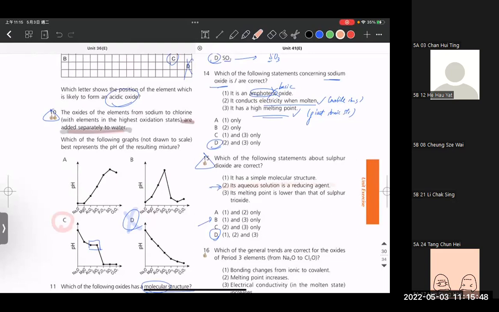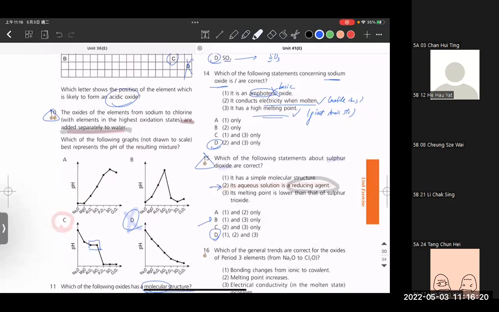Is aqueous solution a reducing agent? Why would so many people not choose statement 2? Did you forget what a reducing agent is? A reducing agent is a process in which it reduces the other, right, while it is oxidized. Oh, sulfur dioxide.